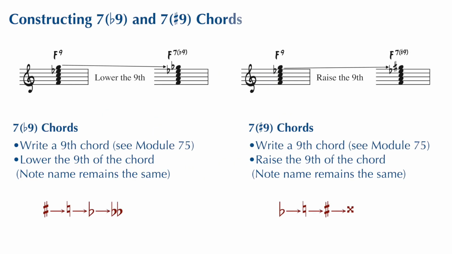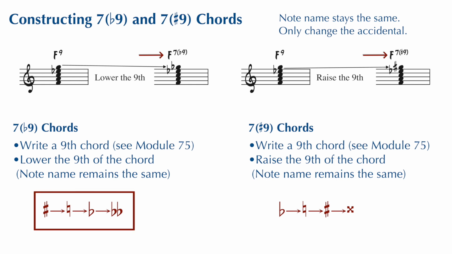There are just 2 steps for constructing 7 flat 9 and 7 sharp 9 chords. Step 1 is to write a dominant 9th chord as you learned about in Module 75. So if you need to review Module 75, now's a good time to do that. Step 2 is to flat the 9th if it's a 7 flat 9, or raise the 9th if it's a 7 sharp 9. And the note name should stay the same. You only have to change the accidental.